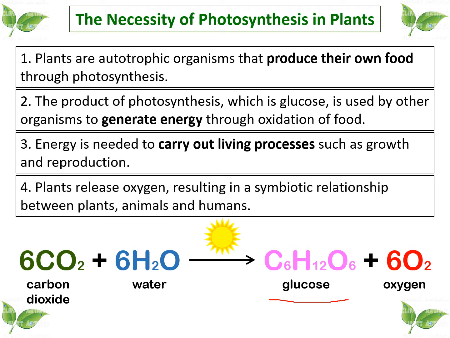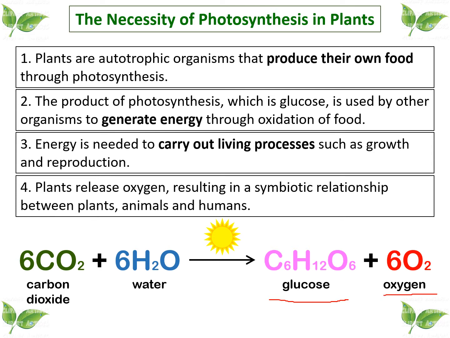Number 4, plant release oxygen, resulting in a symbiotic relationship between plant, animal, and humans. What is meant by symbiotic relationship between plant, animal, and human? You see the chemical equation here. The product of photosynthesis is oxygen.